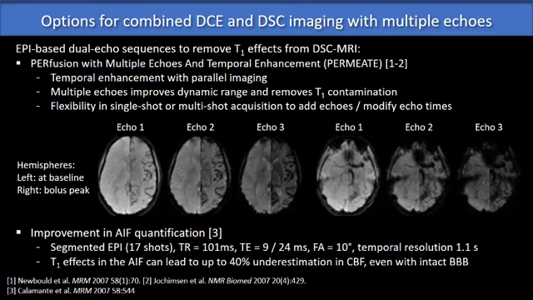On the left side of the image is baseline, and the right side is bolus peak. We always see this characteristic drop due to the contrast agent, so that's perfectly normal. But what's problematic is in this slice down here, we see a lot of susceptibility-induced dropout. That can be problematic when you go to quantify rCBV in those regions. By doing multiple echoes, they were able to get back some of that information and quantify rCBV in those areas. I also want to point out that there may be a benefit for DSC in the AIF quantification, as shown in this paper.